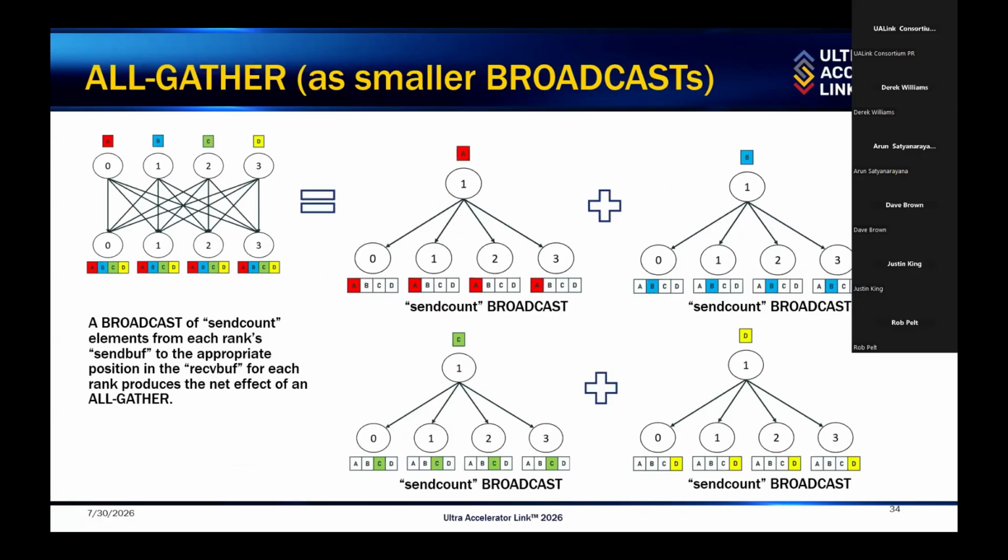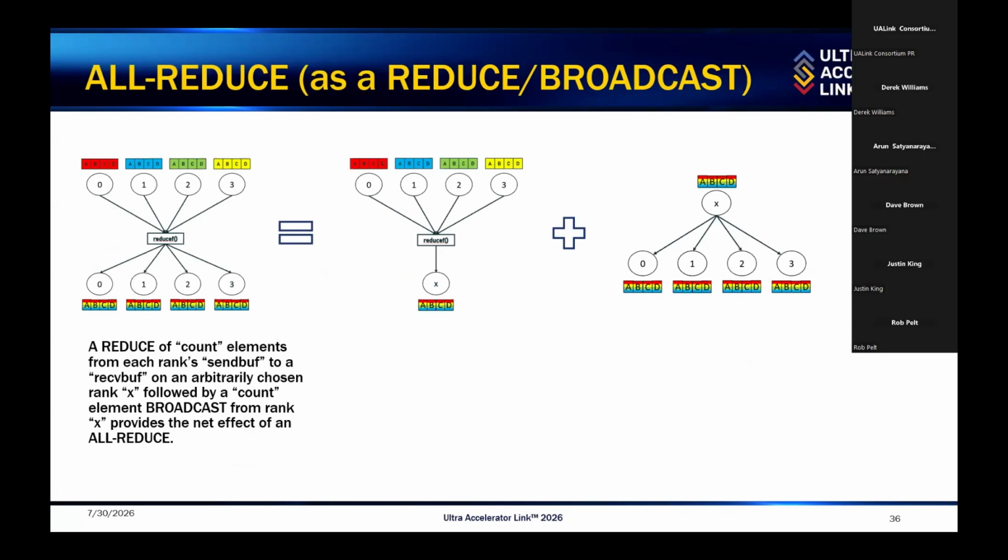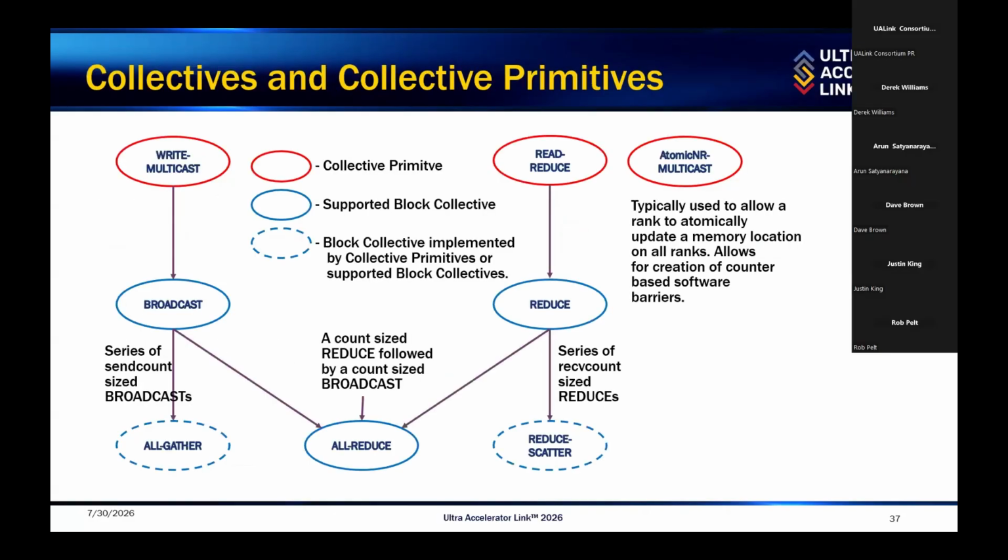These slides illustrate how you implement all gather as a number of smaller broadcasts, how you do reduce scatter as a smaller set of reduces, and how you implement all reduce as a single reduce and a broadcast, as we discussed later. And this is the same slide we saw earlier on the relationship, except that it adds these two elements down here for how you would build reduce scatter and all gather.